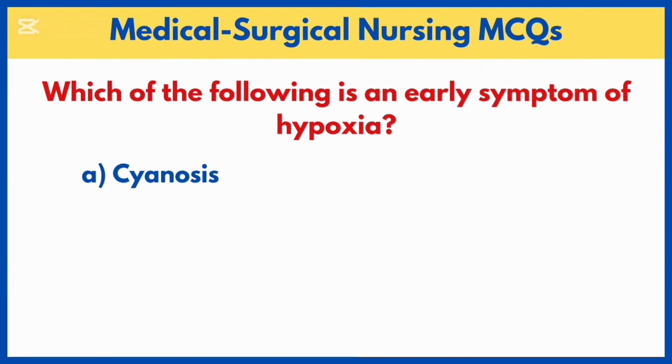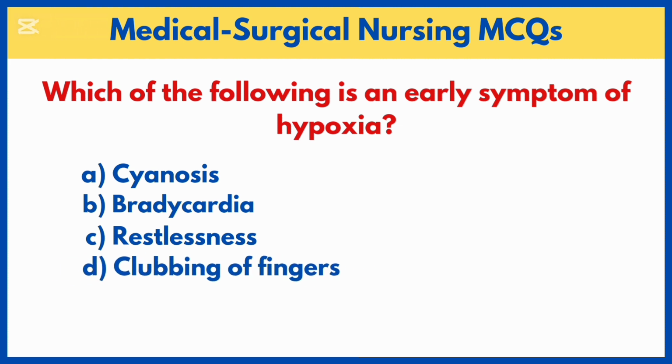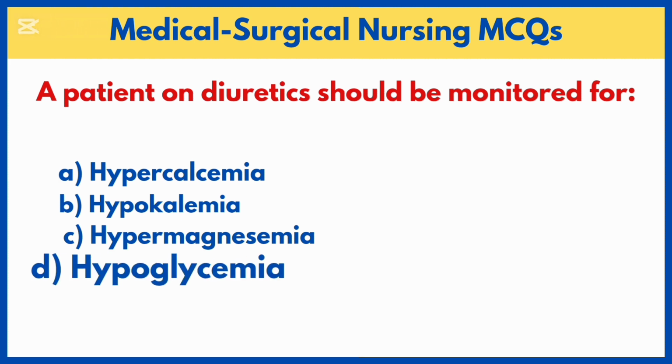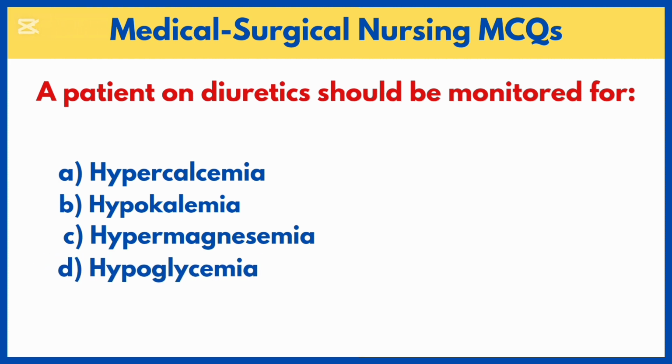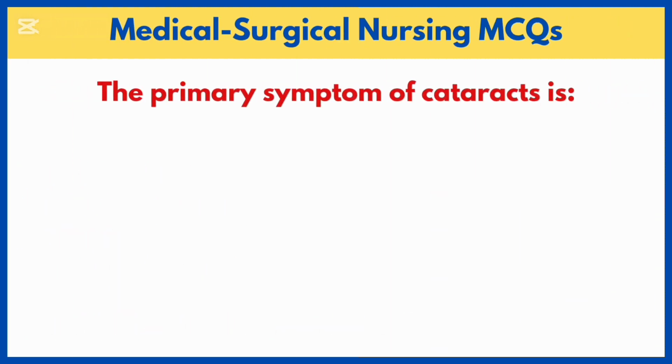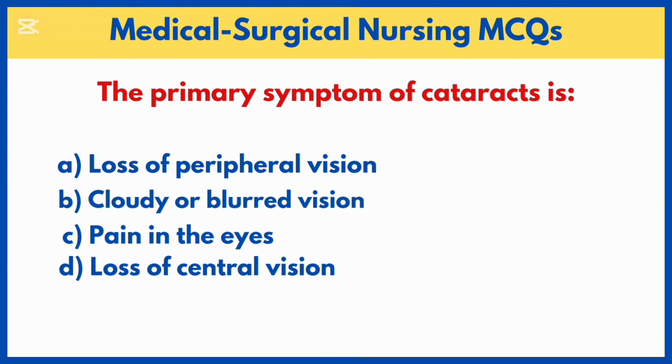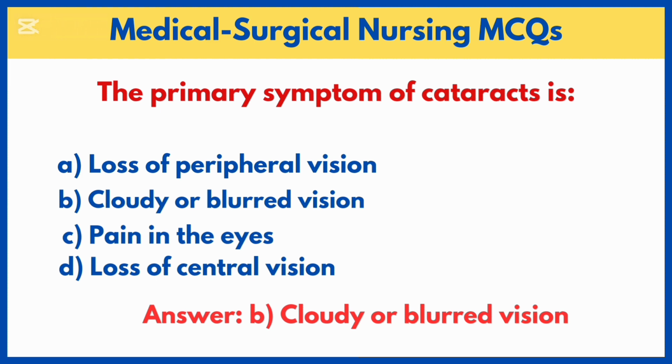Which of the following is an early symptom of hypoxia? Correct answer is option C, restlessness. A patient on diuretic should be monitored for. Correct answer is option B, hypokalemia. The primary symptom of cataracts is. Correct answer is option B, cloudy or blurred vision.